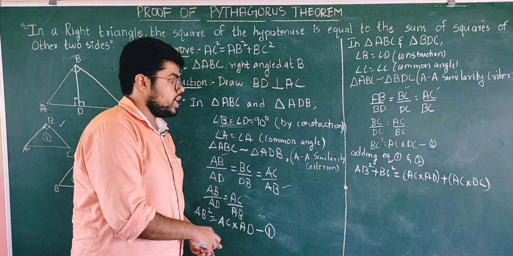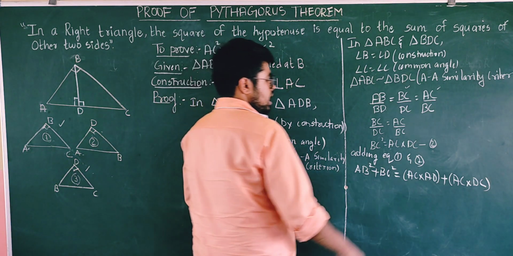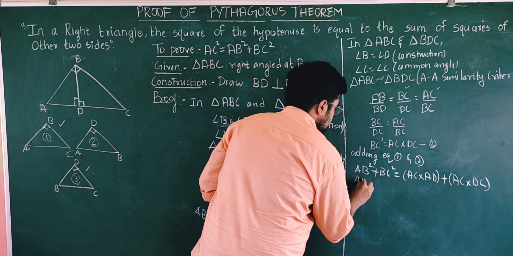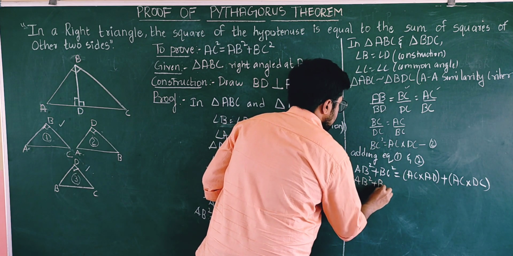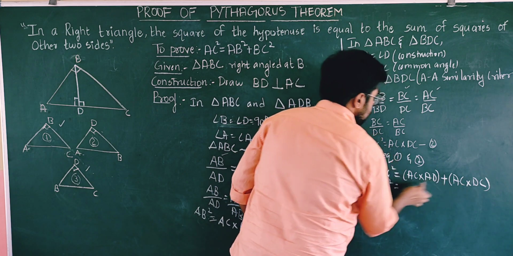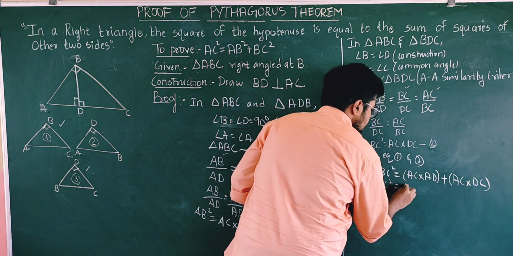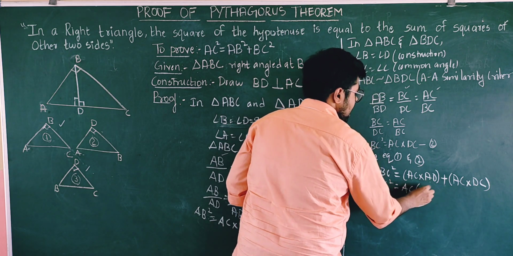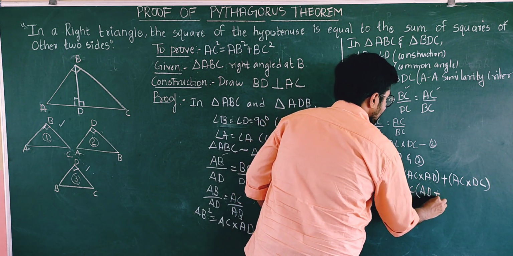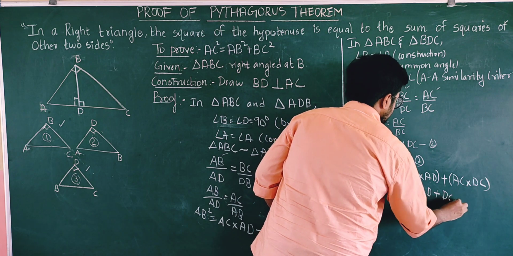Now whatever I should do is the right hand side there. If you see here, I'll just write again AB square plus BC square. Here if you see, AC is common in both. There is a plus and it is common here, so I will take AC outside. What is remaining here? AD will remain, the plus sign will remain, and DC will remain.